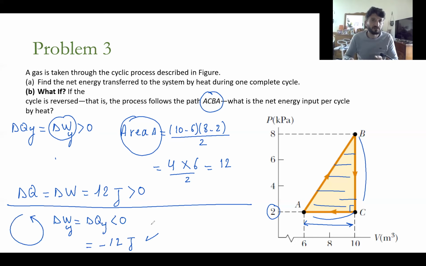It's very important to know 2 points. First of all, the work is the closed area inside the curve. The second point, omega is positive and Q is positive in the case of clockwise motion direction, and negative in the case of anticlockwise.